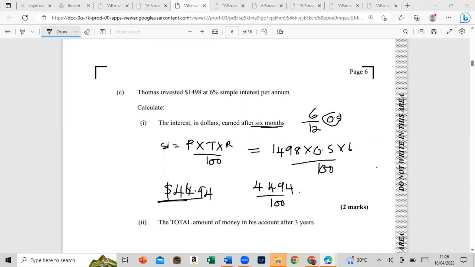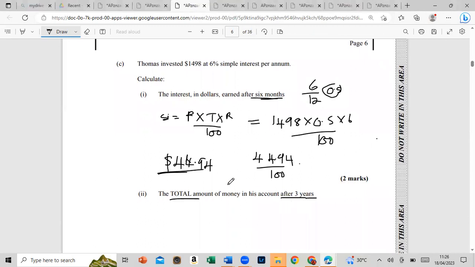Thomas invested that, and it asks the total amount of money in the account after 3 years. So you have to be very careful. The fact that they said the total, that means it is simple interest plus the principal. All right, assuming that you don't deposit any money.